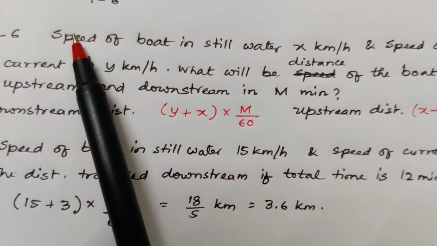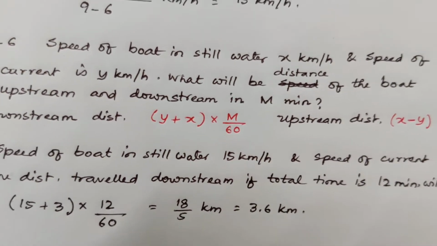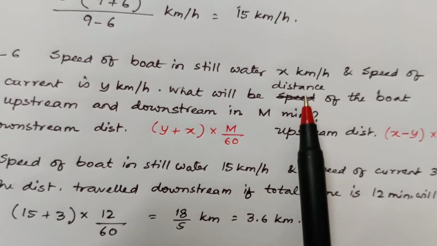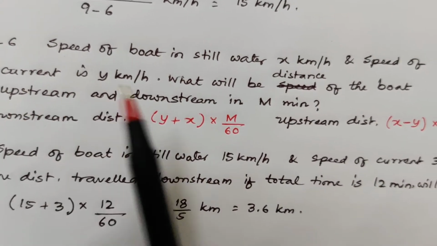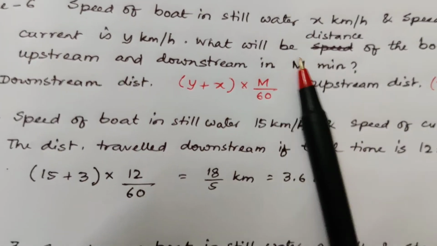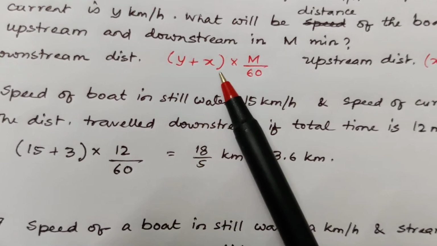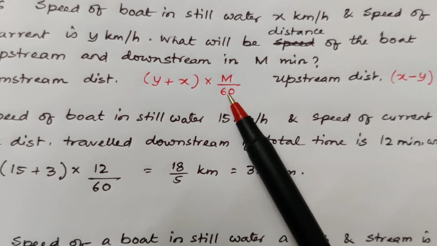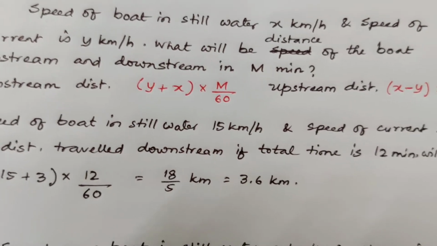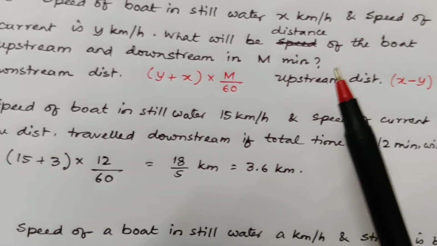Now type number 6. The speed of the boat in still water is given and the speed of the current is given, x and y. What will be the distance of the boat upstream and downstream? It can be asked either the distance upstream, or the distance downstream, or both in m minutes. So the downstream distance will be (x plus y) into m by 60. Why by 60? Because this is in minutes, and we have to convert it into hours. Upstream distance is equal to (x minus y) into m by 60.